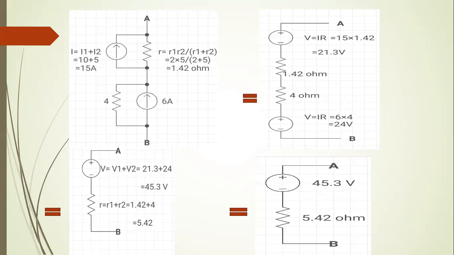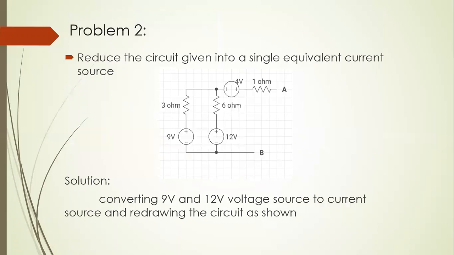So the source transformation technique is a very simple method to reduce a complicated network to a simple network, if the number of loops is only 2 or 3. If there are multiple loops, it is difficult to solve by using the source transformation method. Moving towards the next problem.